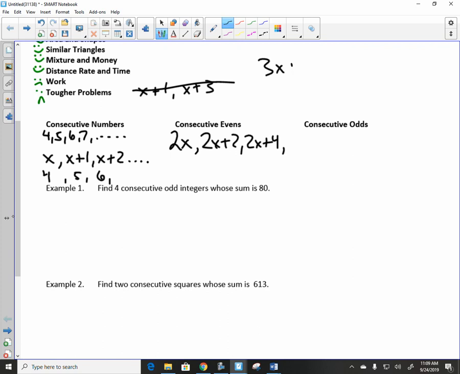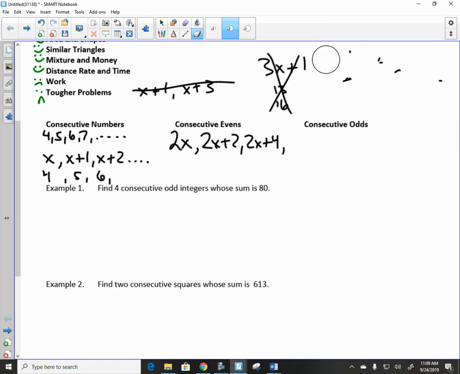3x plus 1. If you try 4, you get 13, right? If we try 5, we get 16. What's that? Divide by 2. 8 divided by 2 is 4. 9 divided by 2 is 4.5. 10 divided by 2 is 5. So you can see that one of those gives me an odd, but not all of them give me odds.